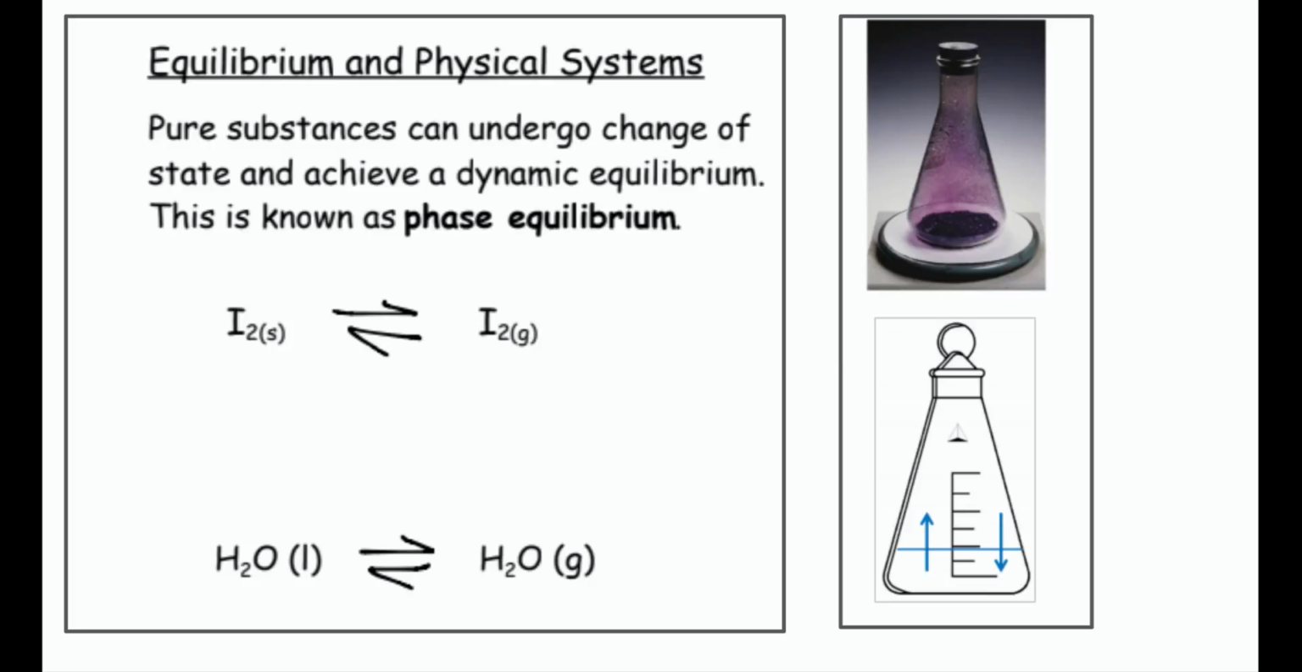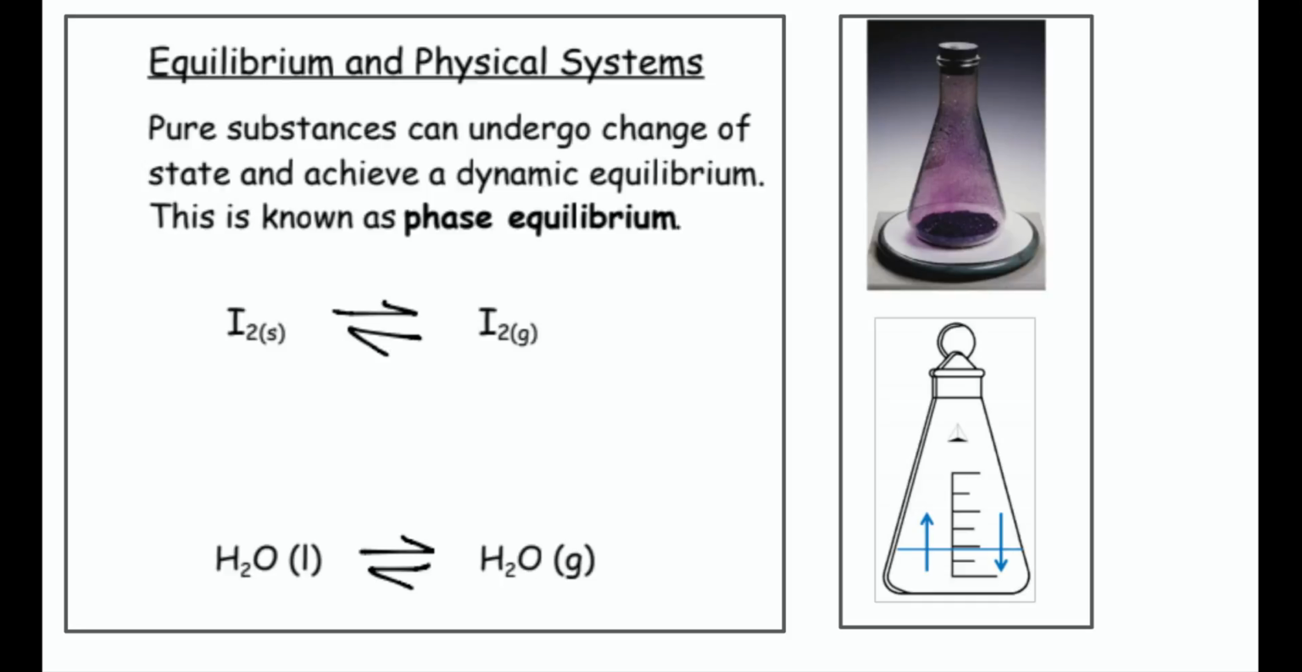Okay, so we can have a couple different kinds of equilibrium. One of them is in a physical system. So when a pure substance undergoes a change of state and achieves dynamic equilibrium, it's known as a phase equilibrium. And it's a phase equilibrium because it's turning from one phase to another.